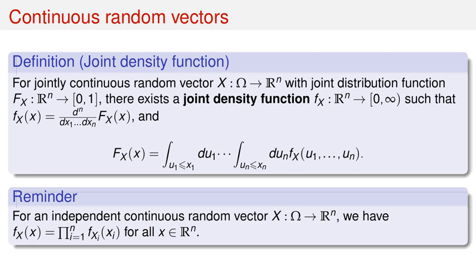As a reminder, for an independent continuous random vector X, where components are independent, its joint density function f_X(x) factors into the product of its marginal density functions: f_X(x) equals the product from i equals 1 to n of f_{X_i}(x_i) for all x in R^n.